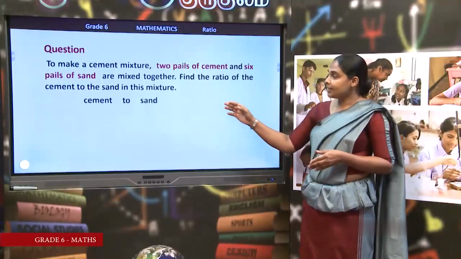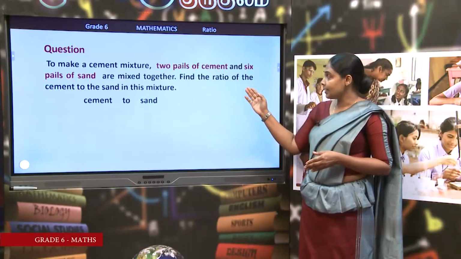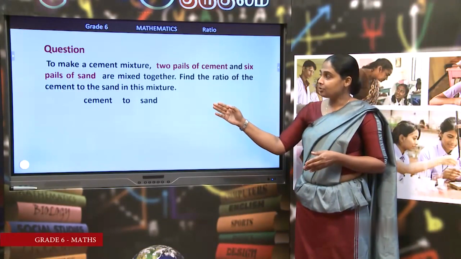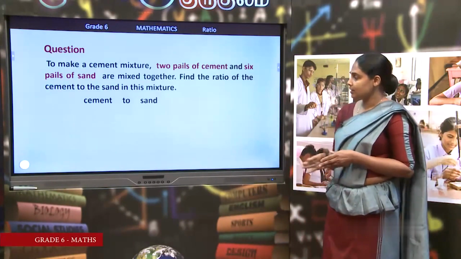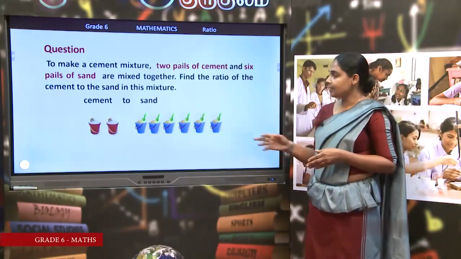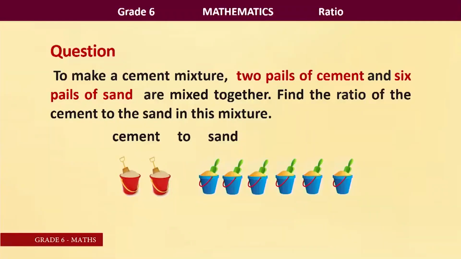First, we can write down cement to sand because they gave it. Then write the ratio cement to sand. Then what are the amounts? Here I can use these diagrams. There are 2 pails of cement and 6 pails of sand. Then we can write down the ratio. It is 2 to 6. Ratio is 2 to 6.